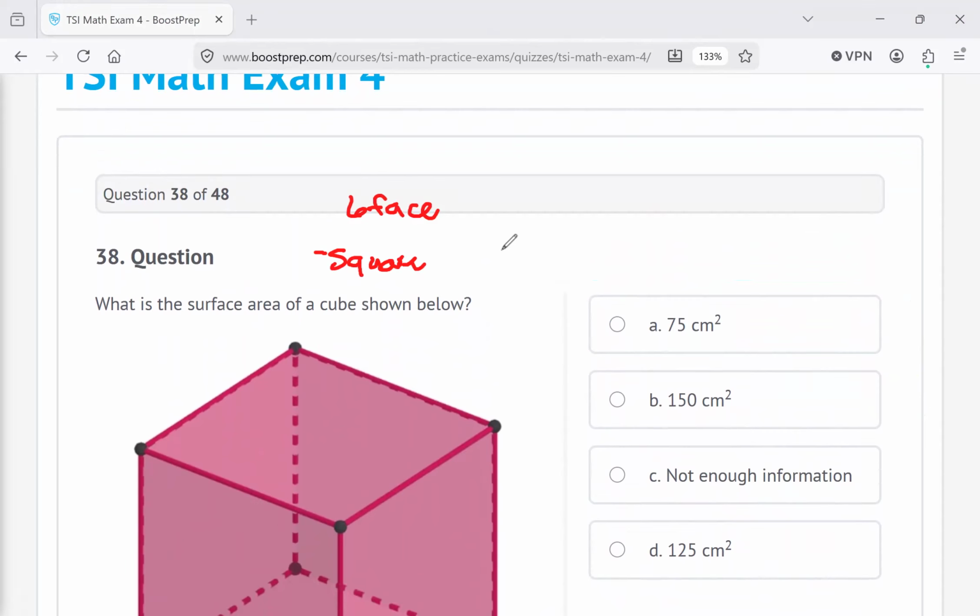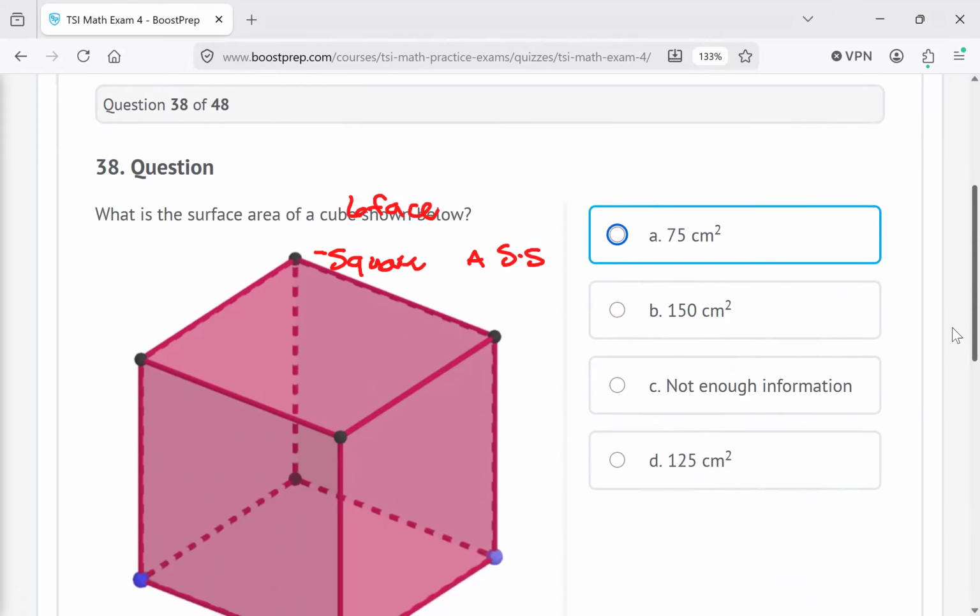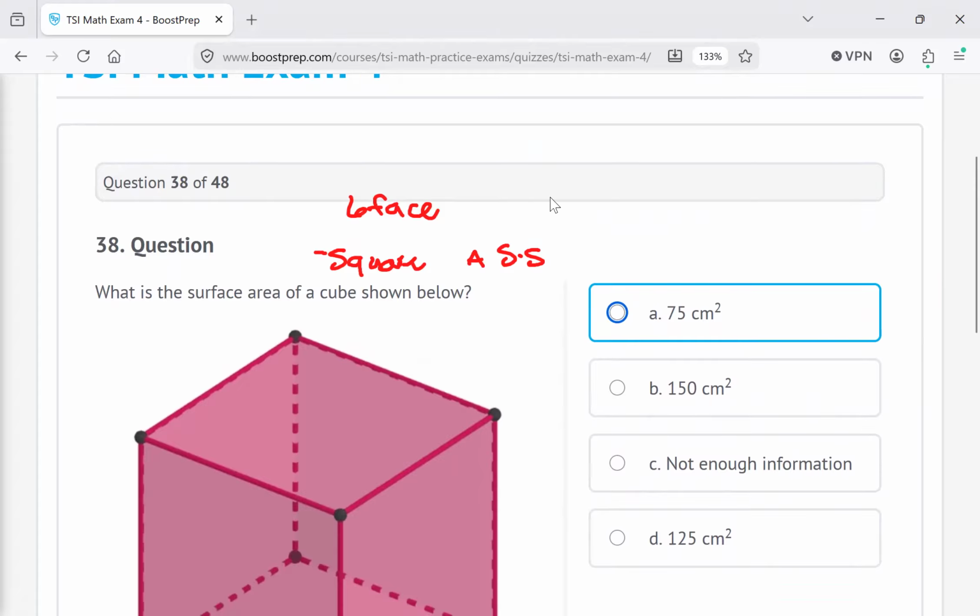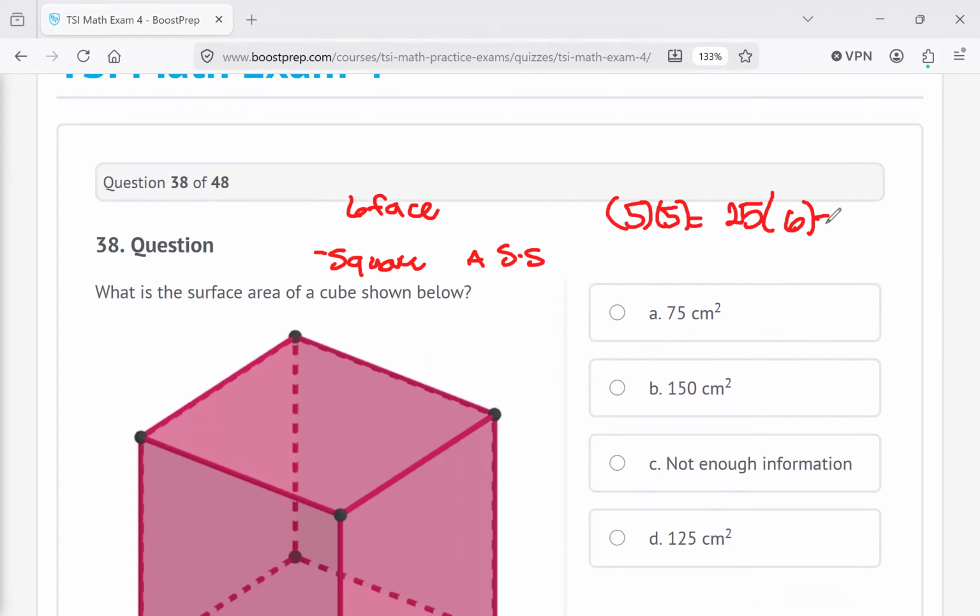And what do we know about a square? The area of a square is s times s, or side times side. And they tell us one of our side lengths is 5, so one face has an area of 5 by 5, which is 25. And then you multiply it by 6, and 25 times 6 is 150. So it's B.